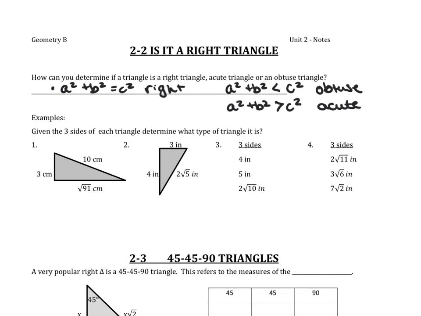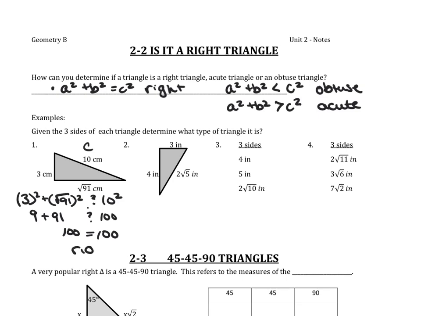So let's take a look at our 4 examples. For the first example, we know that the 10 is our hypotenuse. So we set it up to check how is 3 squared plus the square root of 91 squared related to 10 squared. 3 squared is 9. The square root of 91 squared is 91. And so we get 9 plus 91. We want to relate that to 100. And what we see is that 100 equals 100. Since the Pythagorean theorem is true, this is a right triangle.